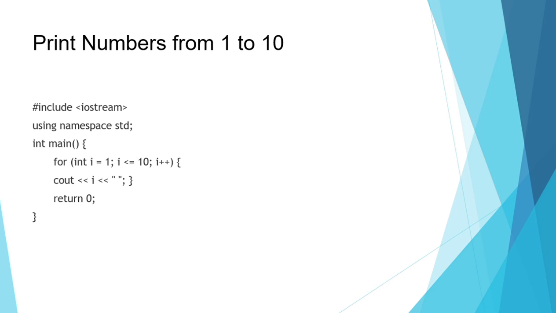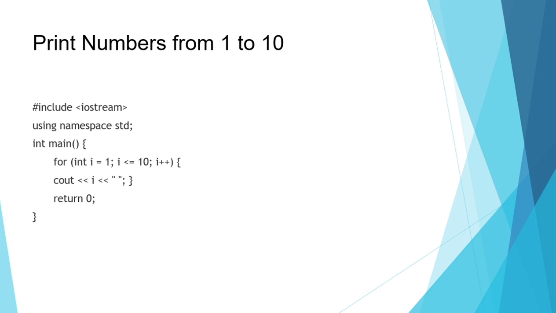Condition: i <= 10. This is the condition that is checked before each iteration of the loop. The loop will keep running as long as i is less than or equal to 10. If i becomes greater than 10, the loop will stop.